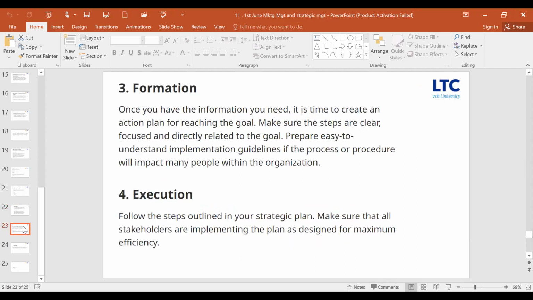Formation. Once you have the information you need, it is time to create an action plan for reaching the goal. Make sure the steps are clear, focused, and directly related to the goal.